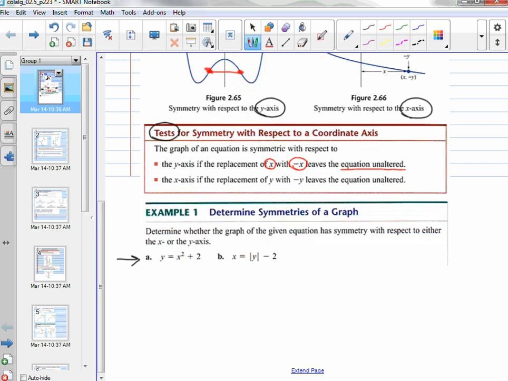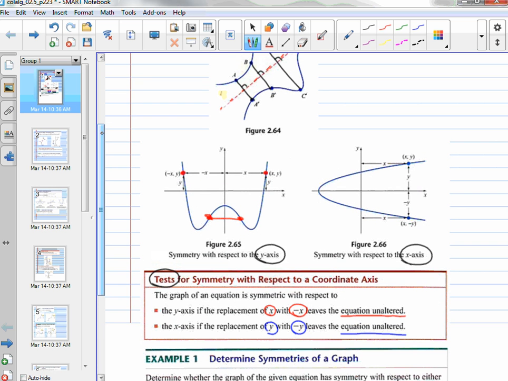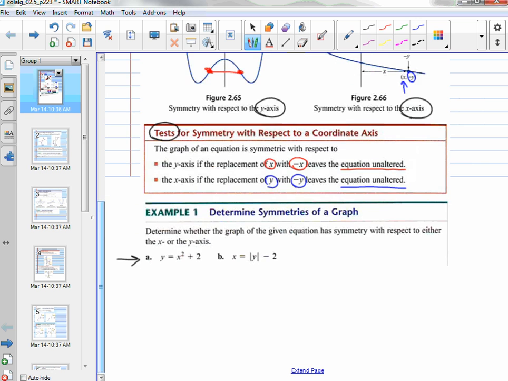And then it works backwards if I want to know x-axis symmetry. Replace the y with a negative y, and if I simplify it and it's unaltered, then I have x-axis symmetry. So let's take this one. If I replace the y with a negative y and the equation is the same, it's x-axis symmetry. Let's try that.